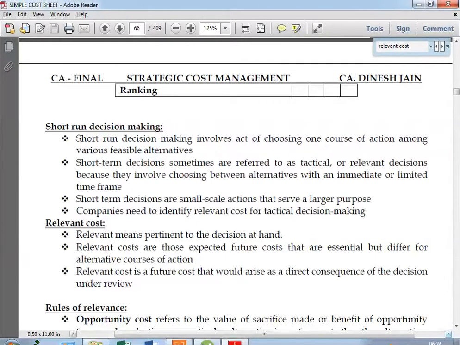Yes and no. Yes is the first alternative, no is the second alternative. Clear? Any doubts on this? Okay.